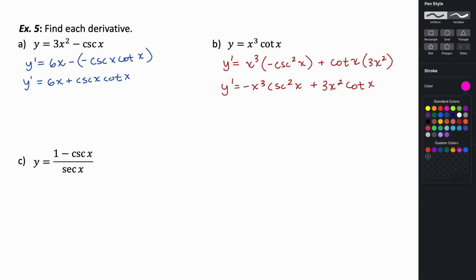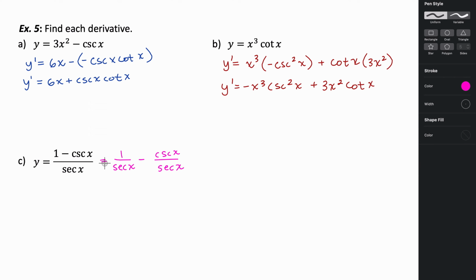And then for this last one, we could end up using the quotient rule, but we could also recognize that this can be rewritten as 1 over the secant of x minus the cosecant of x divided by the secant of x. And this makes our life a little bit easier because we know that 1 over the secant is just the cosine. So that's the cosine of x. Cosecant of x is 1 over the sine of x. And then the secant of x is 1 over the cosine of x, which means this term here would end up being the cotangent of x. So it's minus cotangent of x.